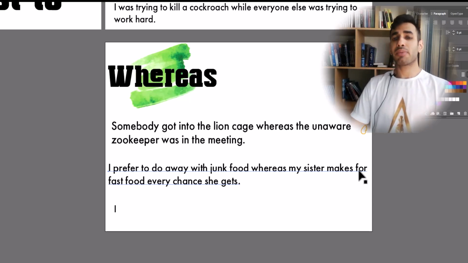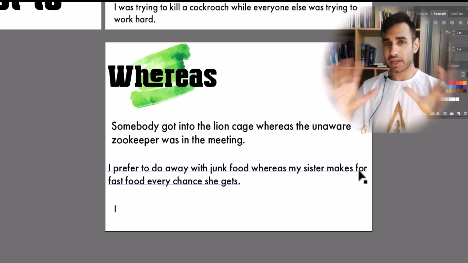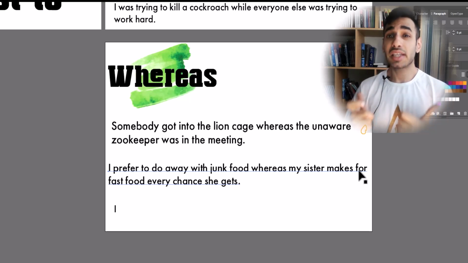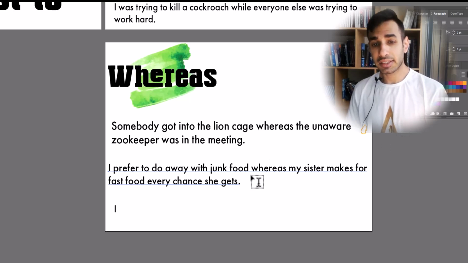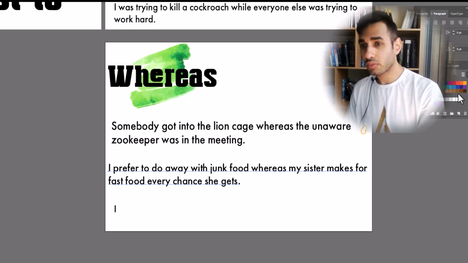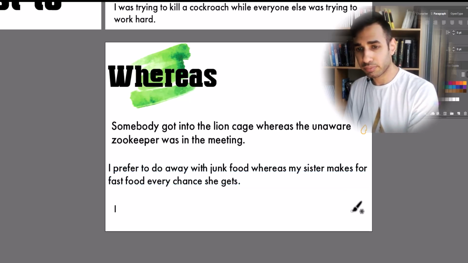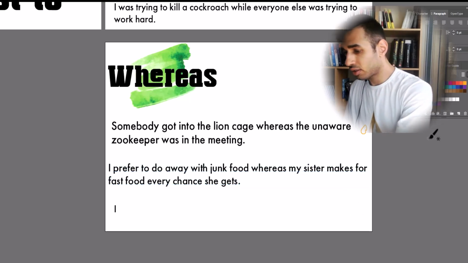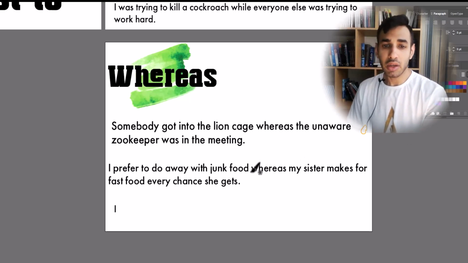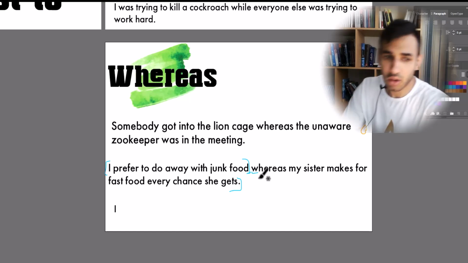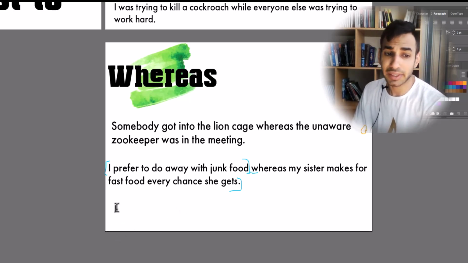Now, in this example, we have a contrast between two different habits using whereas. Since the second clause is the clause beginning with whereas, we don't use a comma between these two clauses. One habit of behavior, another habit or behavior. Or for two expectations maybe.